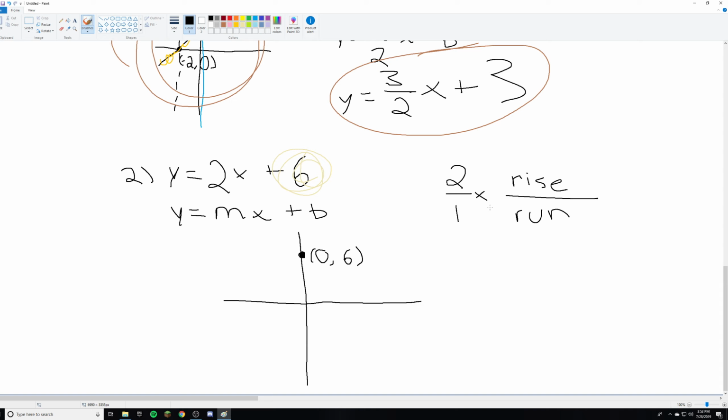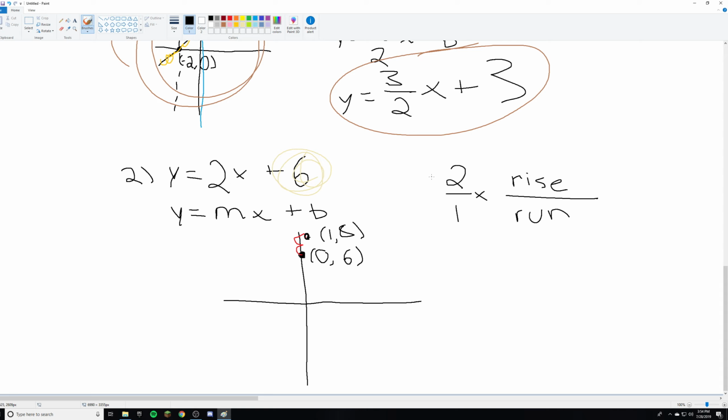So from here, we can apply the slope, 2 over 1. So what we're going to do is rise over run. Here, I'll do a different color for this. Let's go with red. We know it goes 2 up and to the right 1. So that point would be right here, and that would be 1, 8.